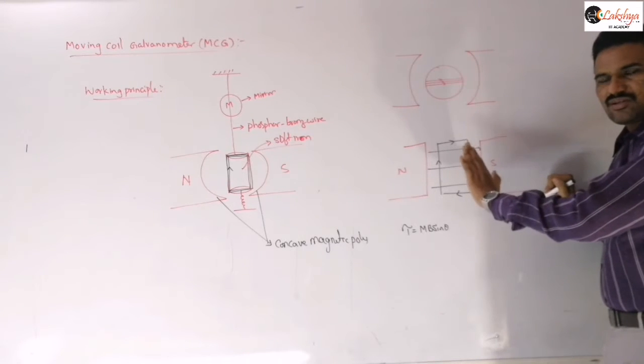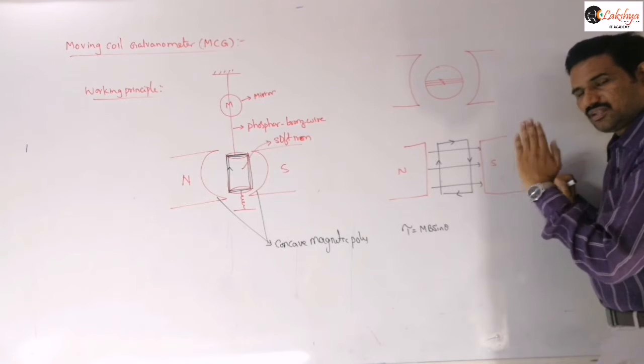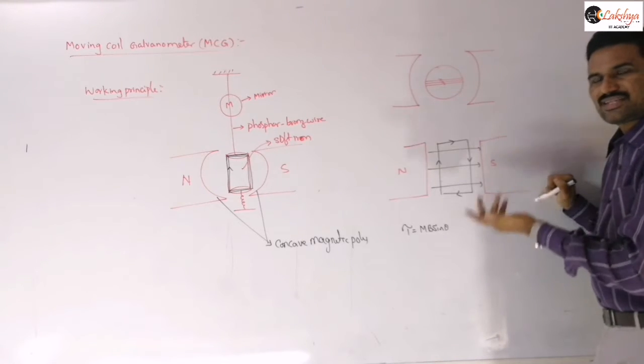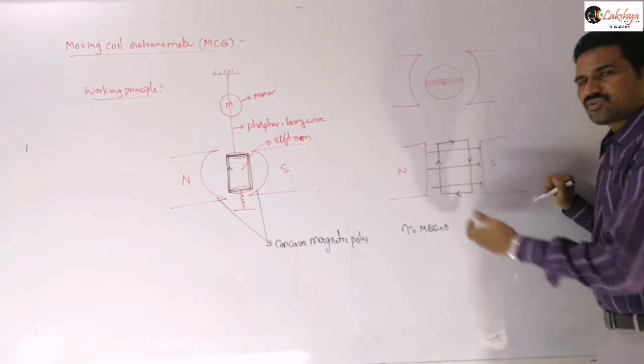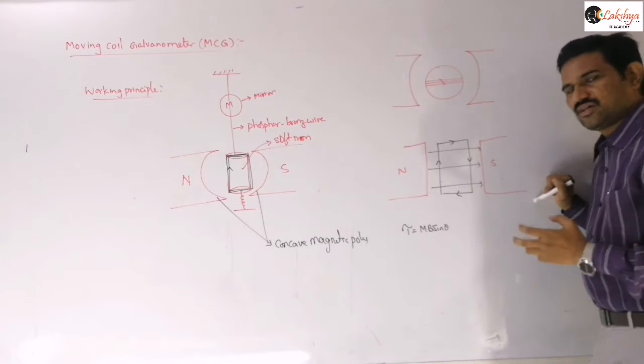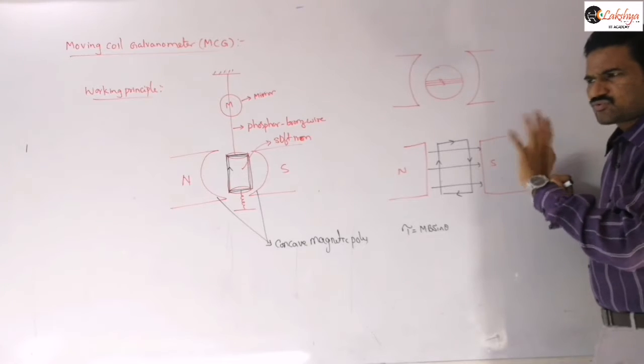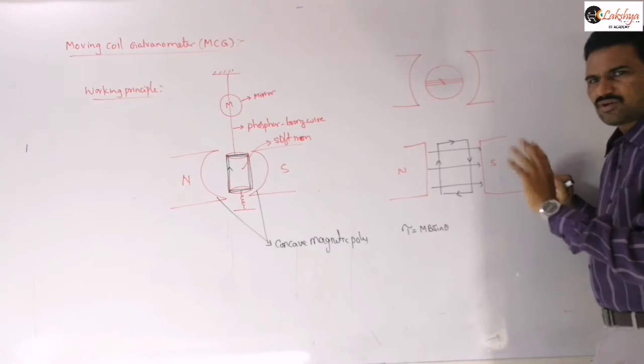Initially the maximum torque is acting, and once the coil starts rotating, a variable torque will act here. That means the theta value is continuously changing, so the torque acting on the coil becomes variable. So that maximum torque won't act on this coil continuously. But our requirement is that the maximum torque should act on this coil.